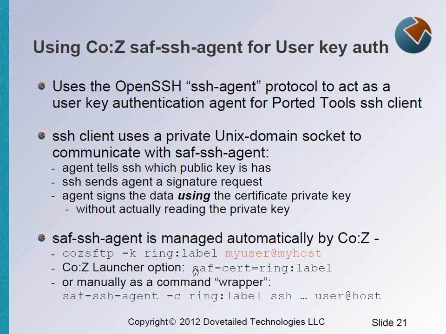If you're using Cozy Launcher, you can just use this property to set this up, and we automatically configure the agent. Or you can even use this command -C in front of an SSH command to wrap it with an agent so that it can use our agent. So when you use SAF SSH agent, you're using an agent to do the key operations as an alternative to using the built-in identity keyring label keyword of the Ported Tools SSH. A little bit. I hope I'm not going over this too fast.